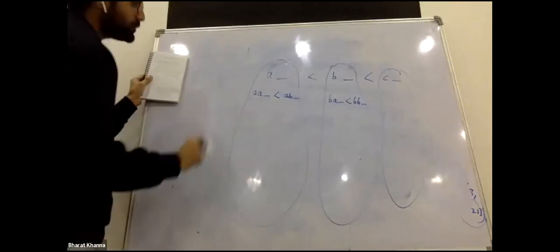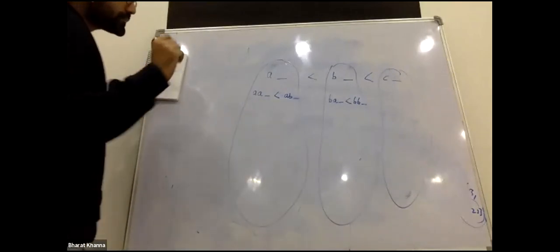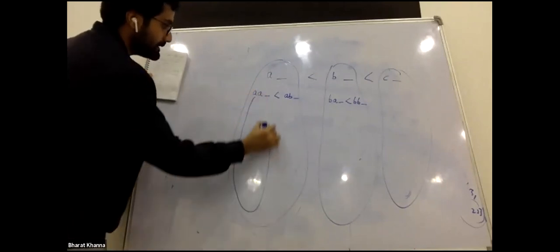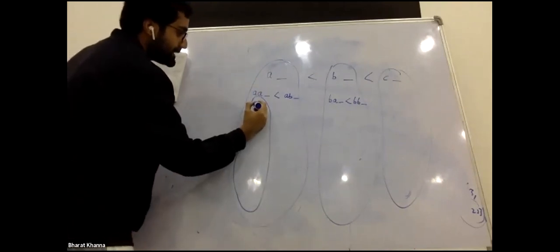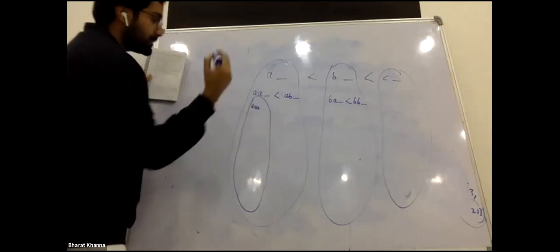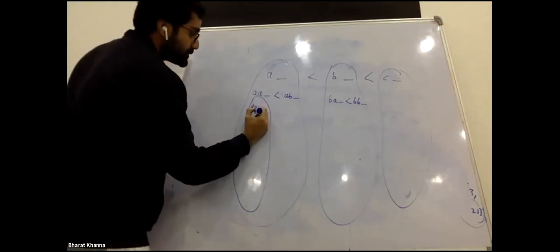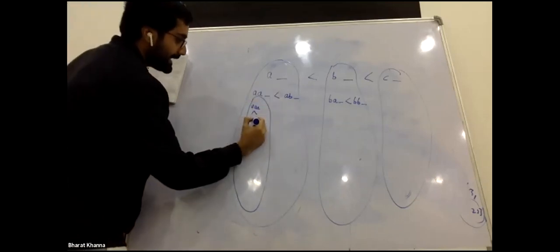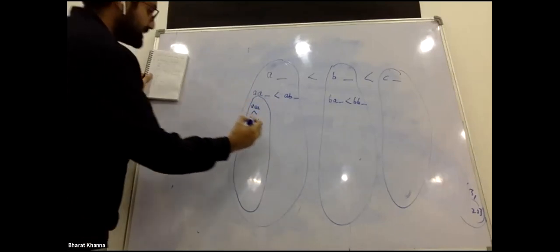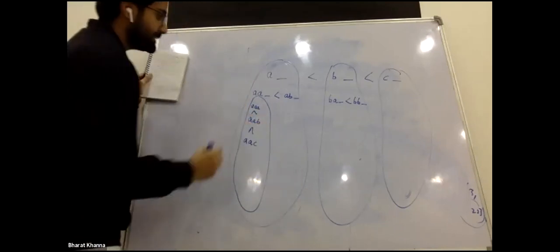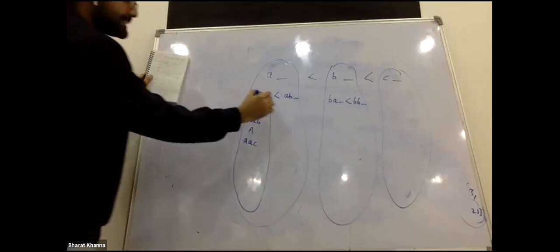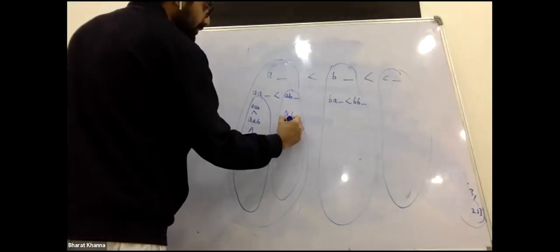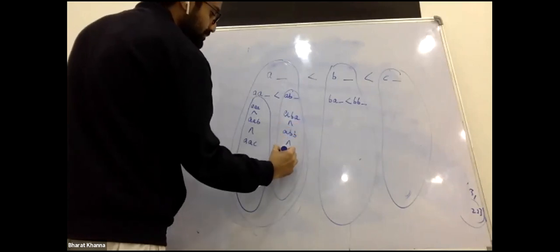Right? Now let's drill down further. Can I say that all those words, now within this, that start with AAA will be smaller than AAB and will be smaller than AAC? Can I say that? And can I say the same thing over here also? All those words that start with ABA will be smaller than ABB and will be smaller than ABC.